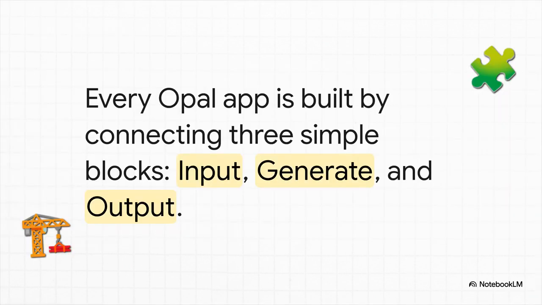So the secret sauce here, the magic behind it all, is this really simple idea of blocks. Every little app you build in Opal uses 3 types. You've got your input block, that's where you feed it information. Then you have the generate block, where all the AI heavy lifting happens. And finally, the output block, which is just the finished product.